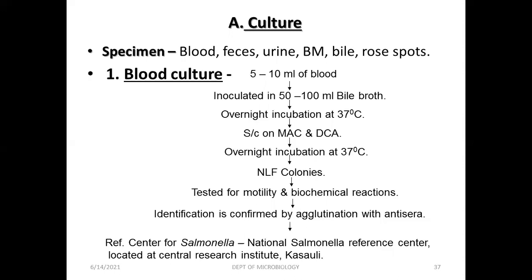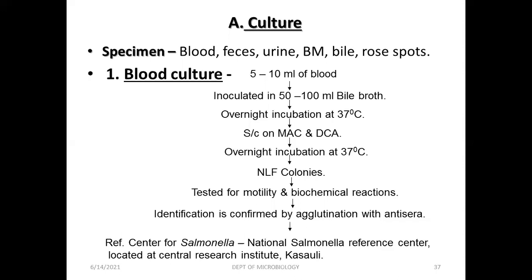Next day, the colonies will be non-lactose fermenting pale colonies on MacConkey and DCA. These colonies can be stained by Gram stain. They will be Gram negative bacilli. Then they will be tested for motility. They will be actively motile. Then they will be prepared in suspension and biochemical reactions are put, such as TSI, citrate, and glucose fermentation tests. All these tests will come positive, and that will confirm the identification of Salmonella.